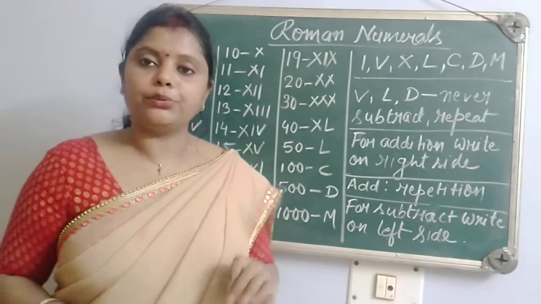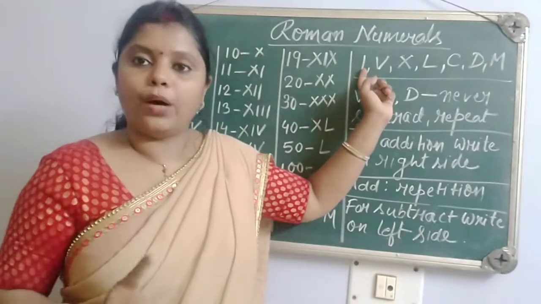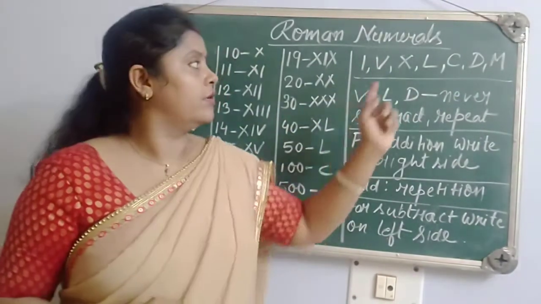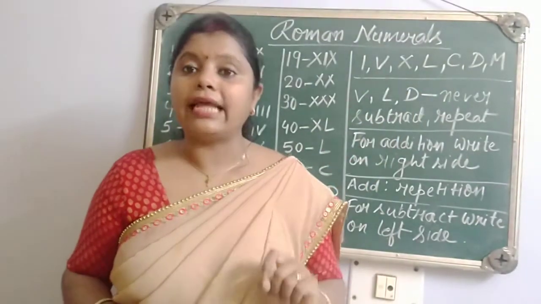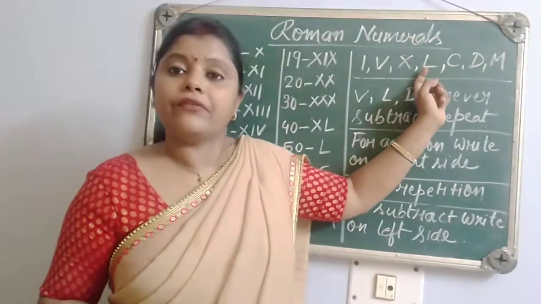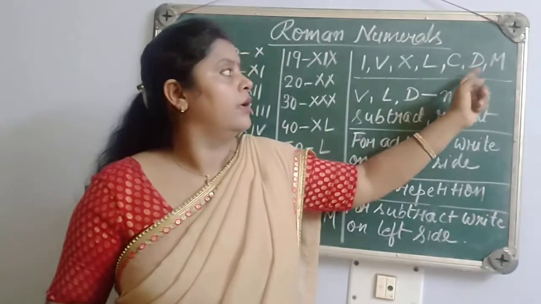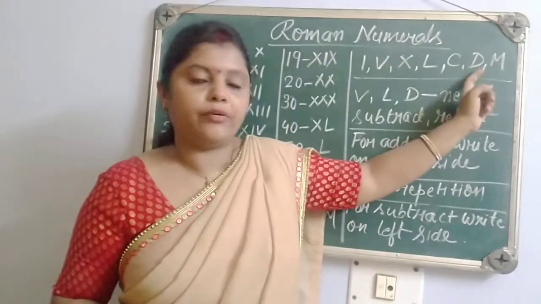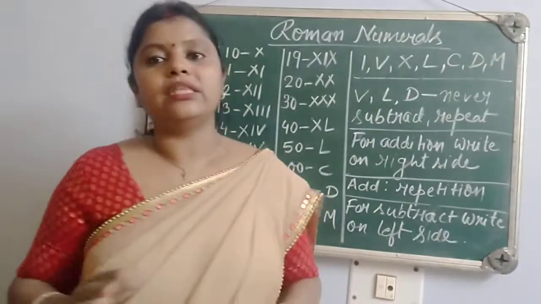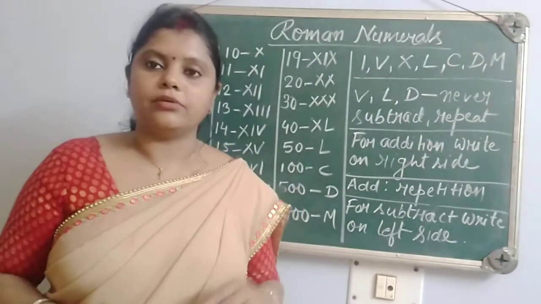Now I am going to tell you the value of these different symbols. I represents 1, okay? V represents 5, X represents 10, okay? L means 50, C means 100, D means 500 and M means thousand. So with the help of all these 7 symbols, we are going to write different numbers now.